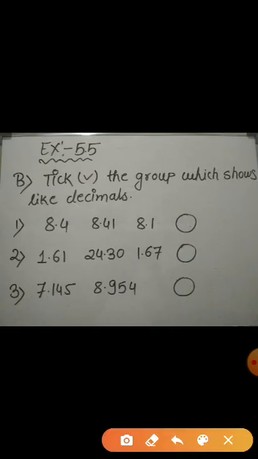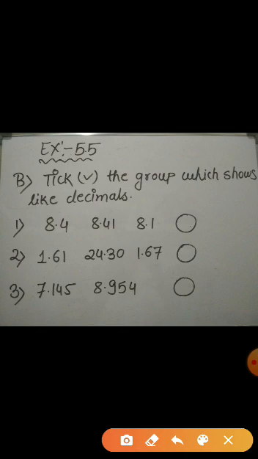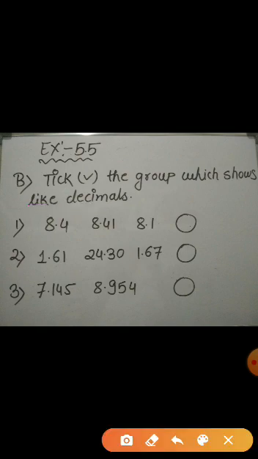Let us discuss question number B of exercise 5.5. Tick the group which shows the like decimals. In this question, some groups of decimal numbers are given. We are asked to identify the like decimals and then put a tick in front of it. What do you mean by like decimals? Just now we have seen that decimal numbers which have the same number of decimal places are called like decimals, right? Hence, to identify the group of like decimals, we need to count the number of decimal places first, right?